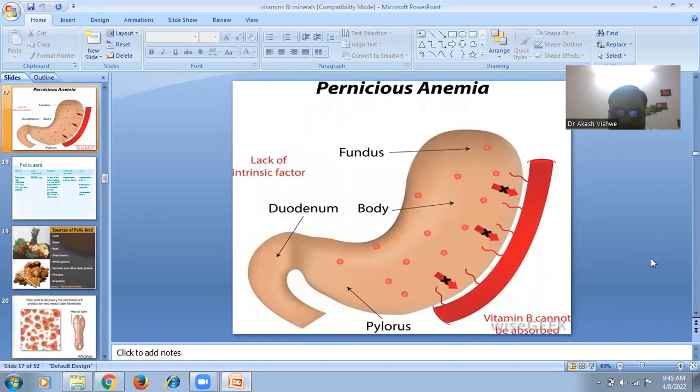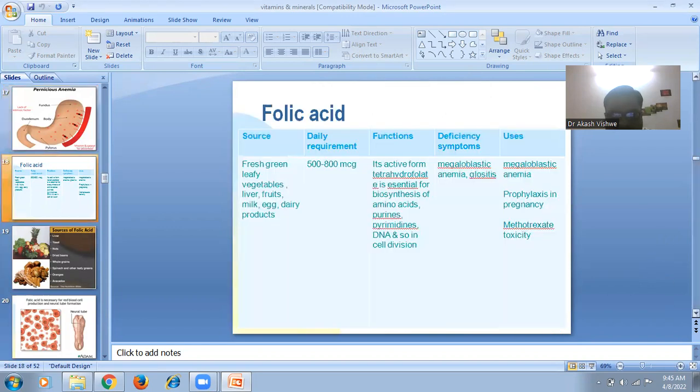So now here we have the pernicious anemia diagram. Due to lack of intrinsic factor, vitamin B12 is not able to be absorbed. So this is the condition of pernicious anemia.